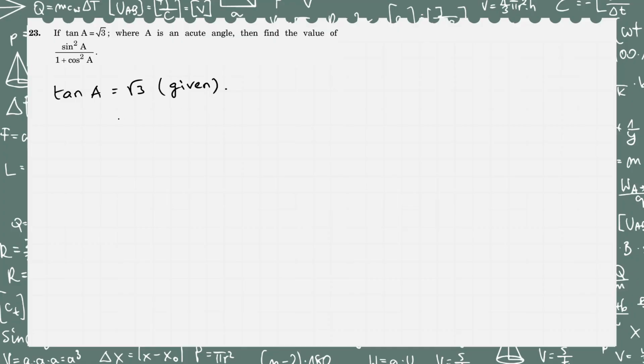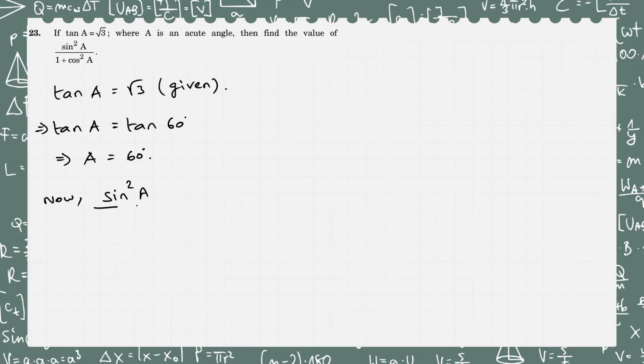So we know from the table of trigonometric ratios that tan 60 equal to root 3, right? So that we can apply here. Tan A equal to tan 60. We know this already. That implies A is equal to 60 degree. So this value of A we have to use in finding sine square A by 1 plus cos square A. So let us start finding the value.